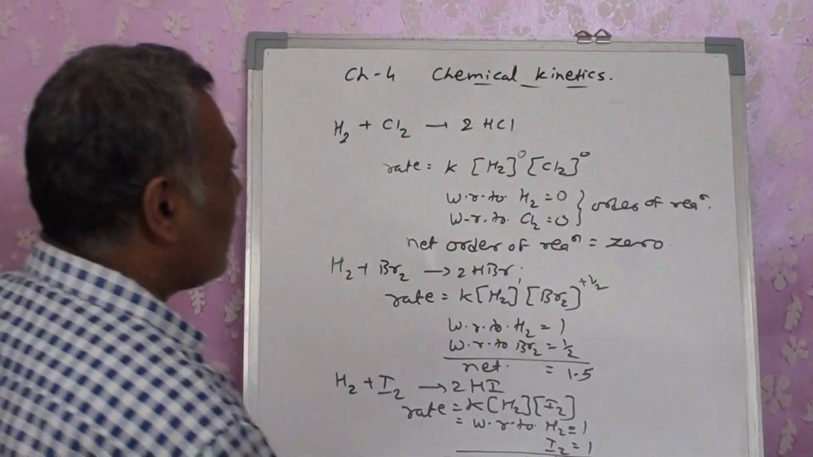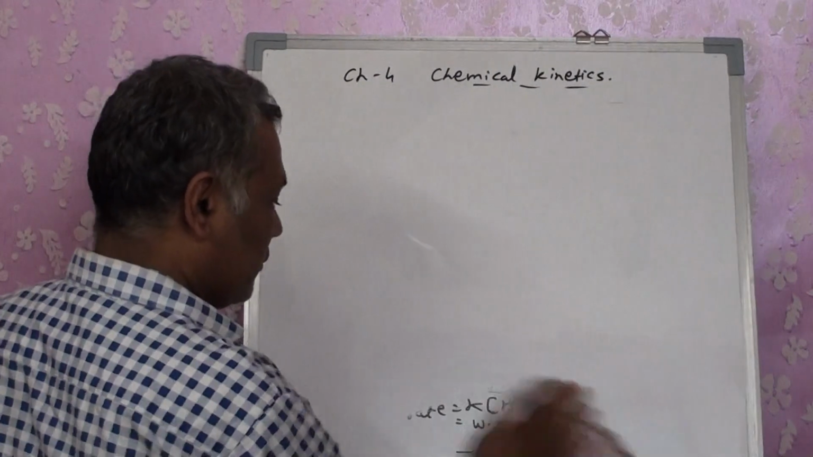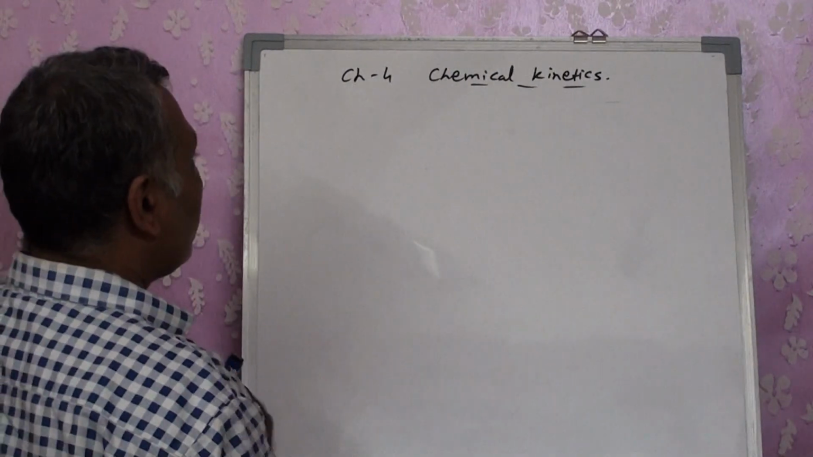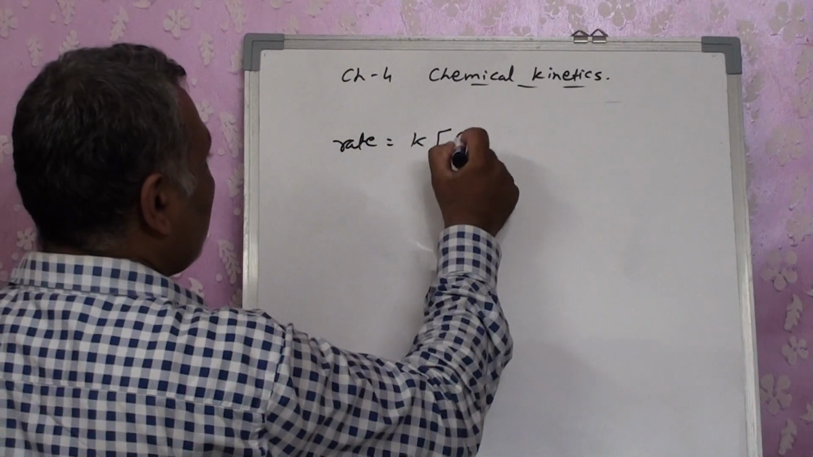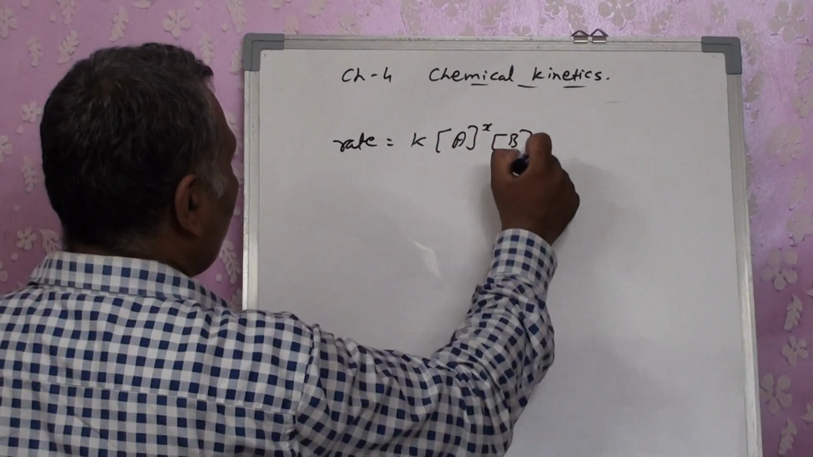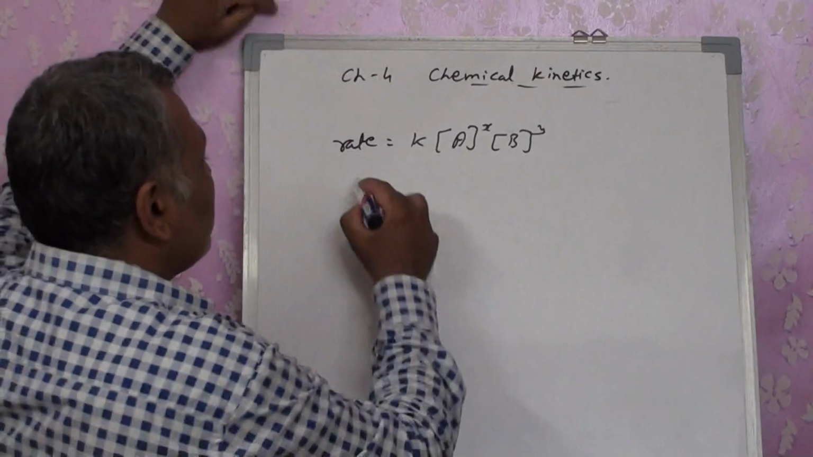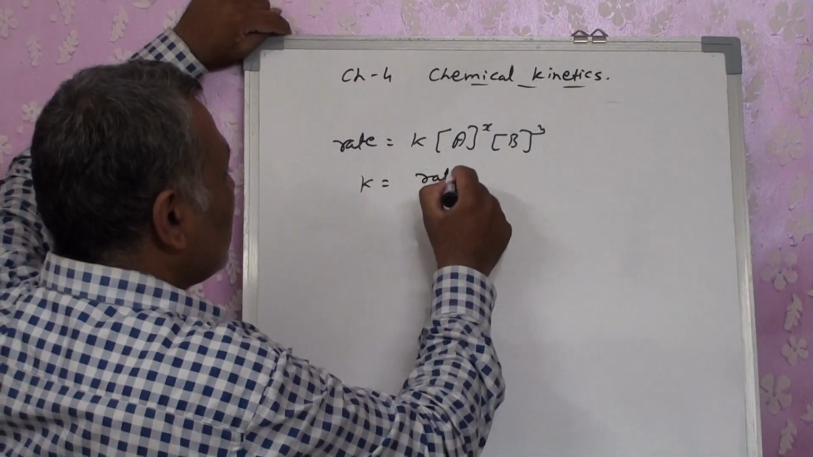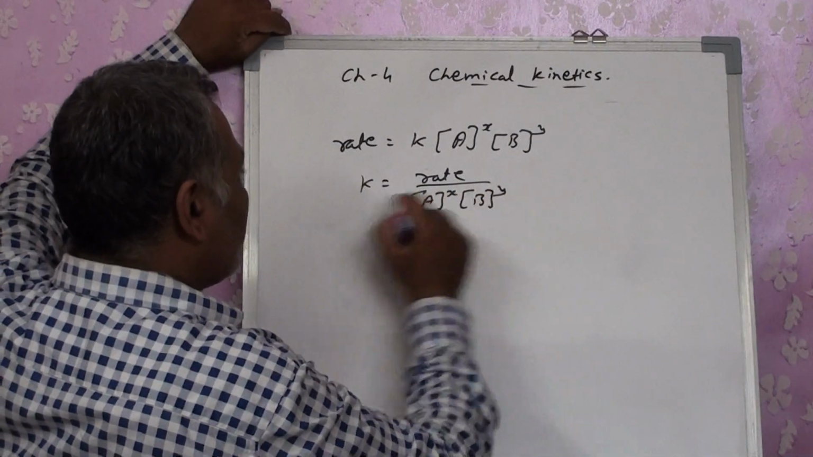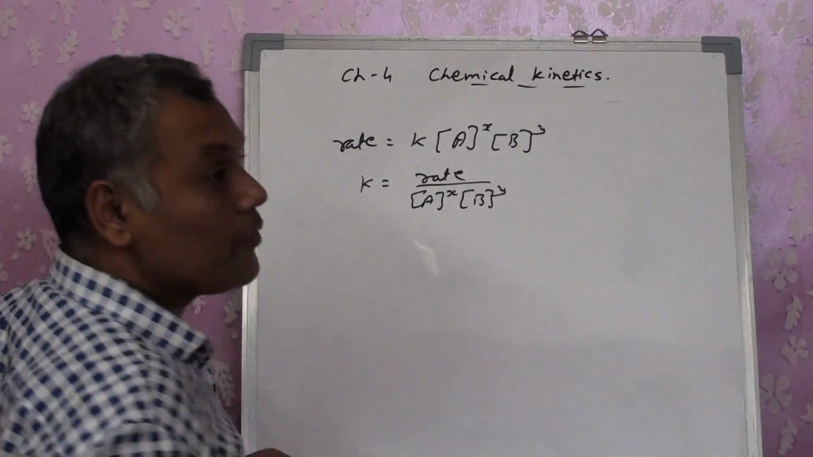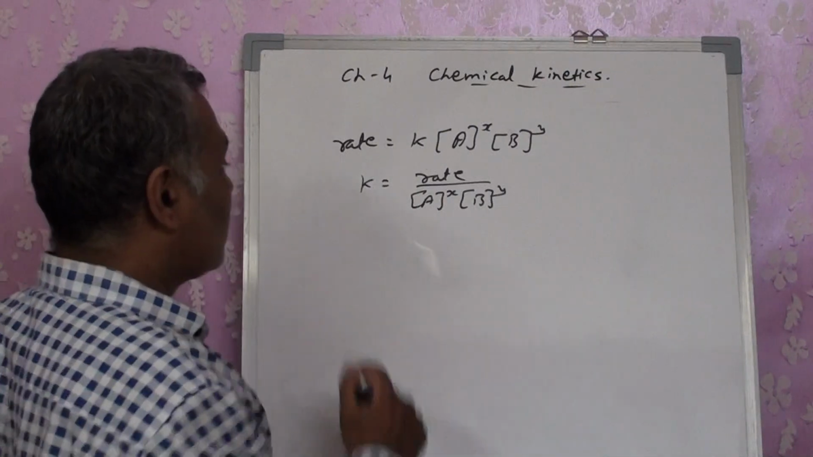Okay, once you get the order of reaction, you can calculate the rate constant also. So how to calculate the rate constant? We wrote rate equals K [A]^x [B]^y. Make it the subject of K. K equals rate divided by [A]^x [B]^y. So from this we can now get the unit of the rate constant.